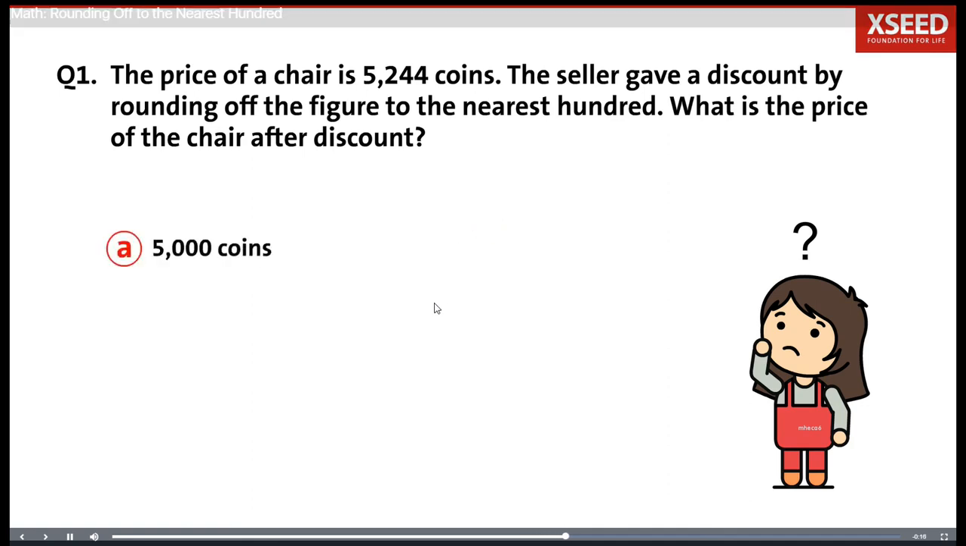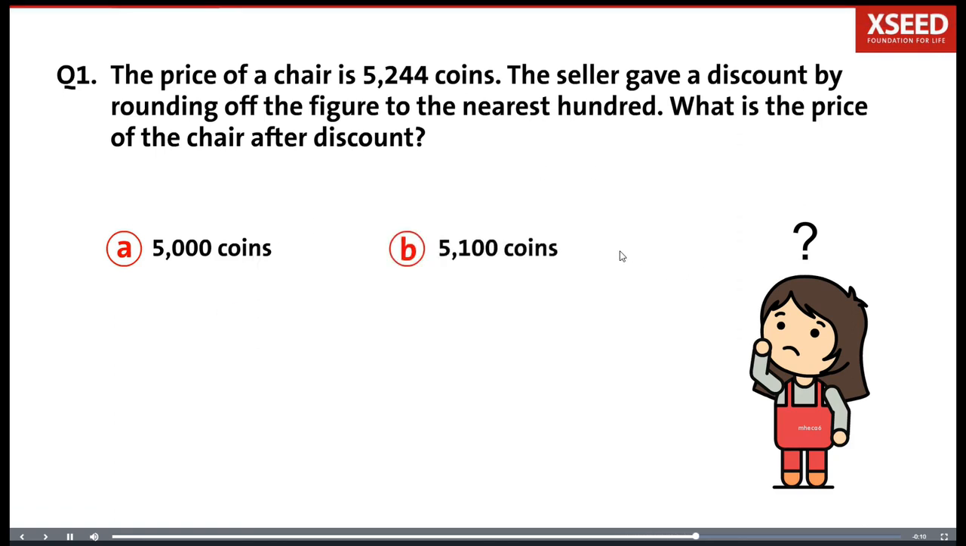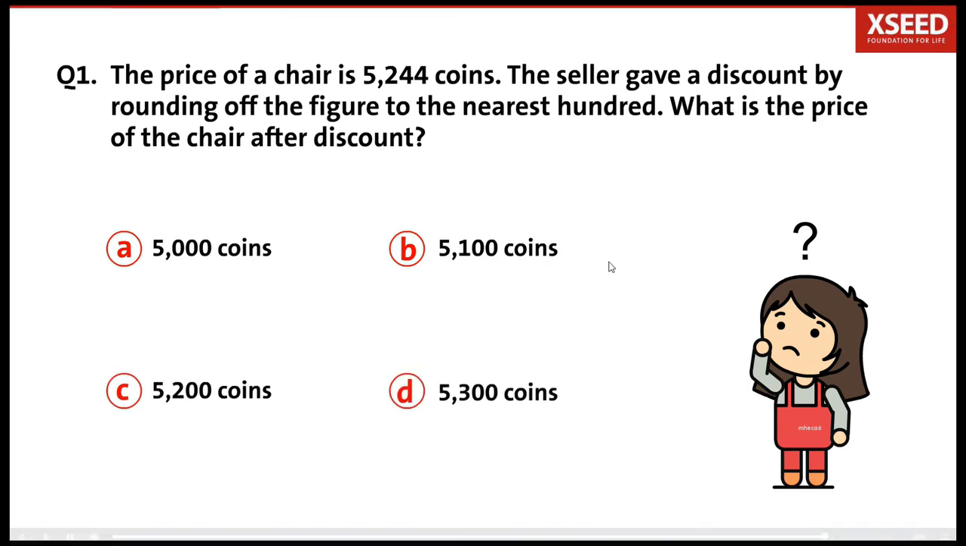A. 5,000 coins. B. 5,100 coins. C. 5,200 coins. D. 5,300 coins.